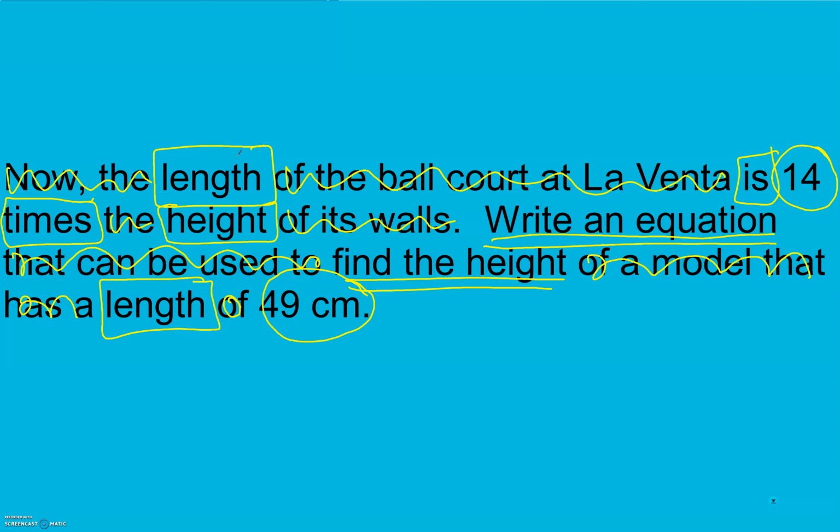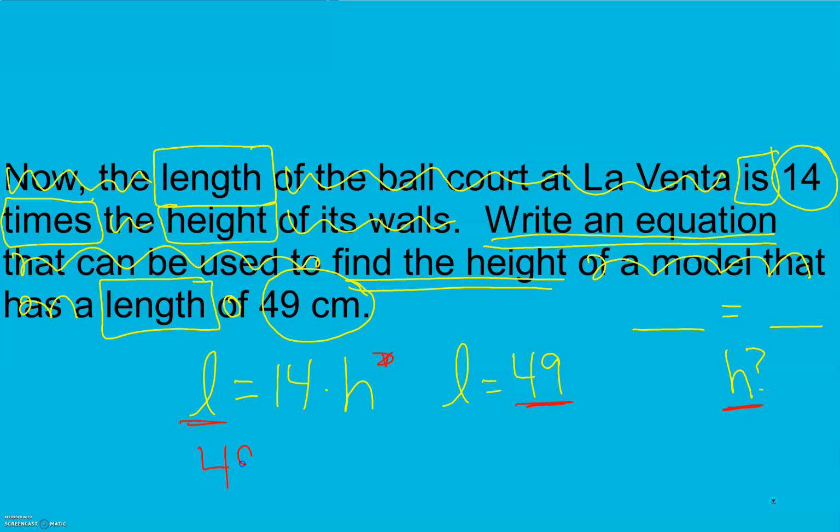So now, sentence by sentence, we have length is 14 times height. Then we're looking to write an equation that can be used to find the height. So we're looking for height. We also know that length equals 49 centimeters. If we look, we have an equation here, but we need it to just be in terms of height. So I'm going to take my L and plug it in. And I get 49 equals 14 times H. And that's my equation. That's all the further we're taking this problem. I'm going to stop here and I'll finish this section in another video.